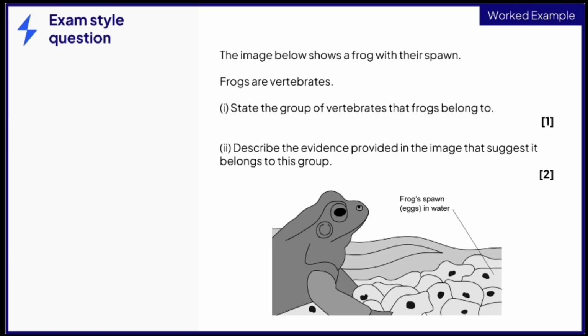Here we can see an image of a frog and their eggs. You are told that frogs are vertebrates. Using evidence from the question, you must classify the frogs into the correct group of vertebrates to which they belong, and then you need to describe the evidence that led you to this group. Make sure you use all the information provided, both from the text and the image.